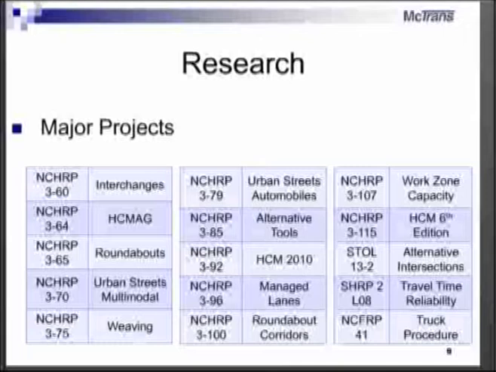370 is Urban Streets Multimodal. This is the first time the manual ever looked at the other modes. Now, we've always modeled the impact of a pedestrian or bicycle or even a bus at a signalized intersection, but the impact on the vehicle. We've always been modeling the vehicle.